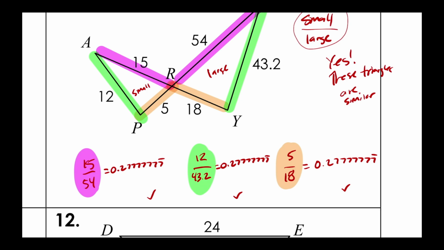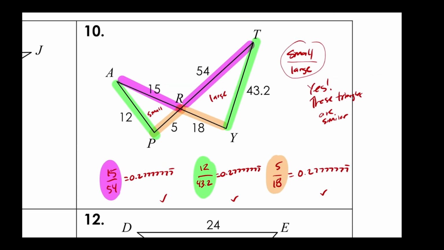So now we're not done. We got to do one more thing. We got to say, okay, triangle blank, blank, blank is similar to triangle blank, blank, blank. Okay, so how do we do that? Well, let's find the corresponding parts.